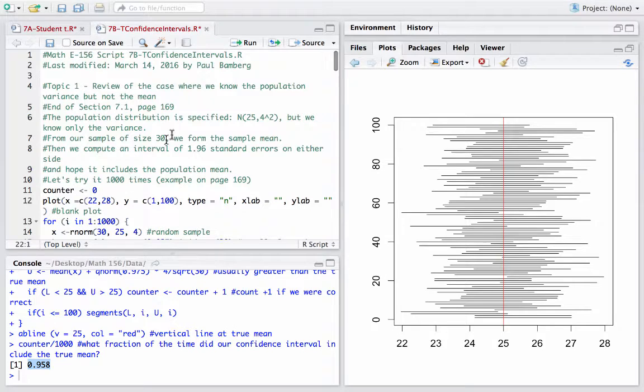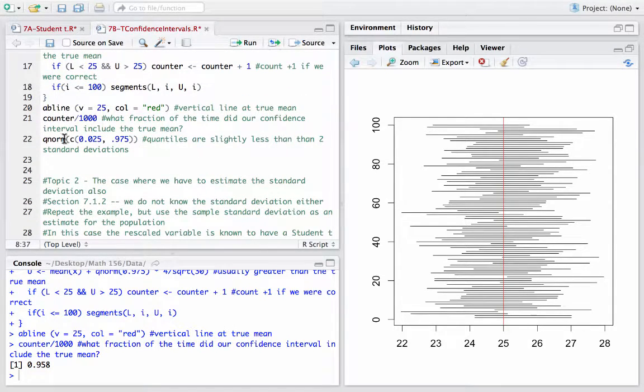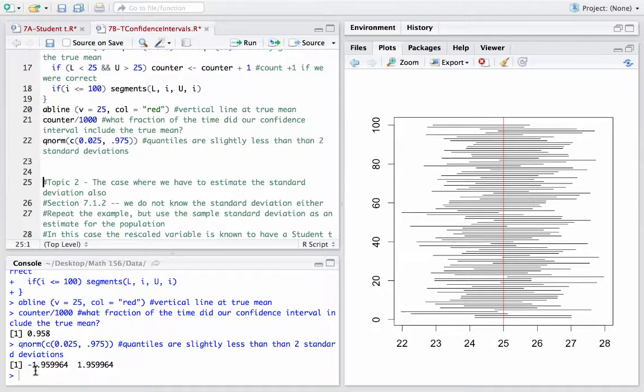And just to show where this 1.96 value comes from, we're going to explicitly ask for the quantile of a normal at 0.025 and 0.975. Sure enough, 1.96, negative 1.96.